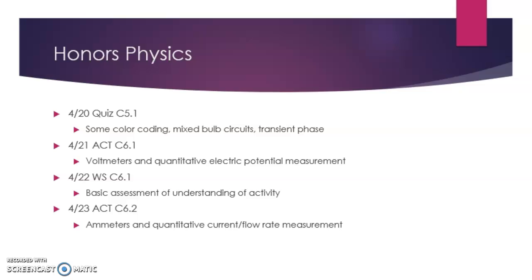And then for the last lesson of this week, you are going to be doing activity 6.2, which is essentially the same as 6.1, but with ammeters instead of voltmeters. It'll look almost exactly the same. The worksheet will look almost exactly the same, but the lesson will be obviously a little bit different. It'll cover ammeters and current rather than voltmeters and voltage.